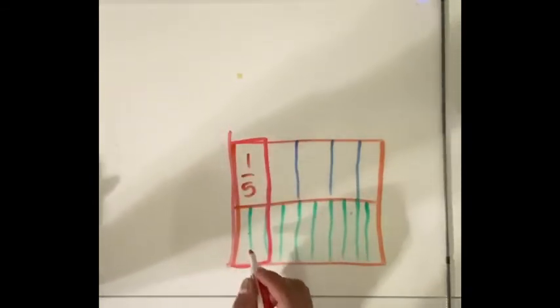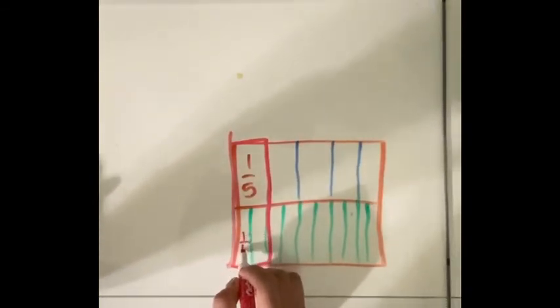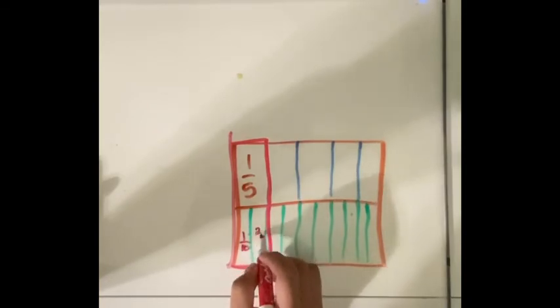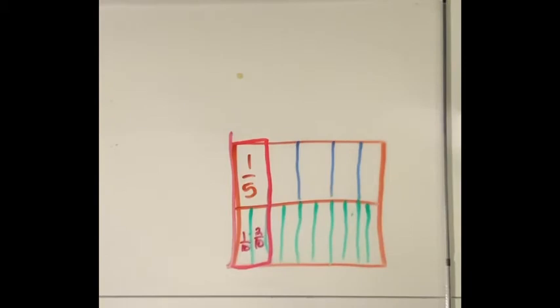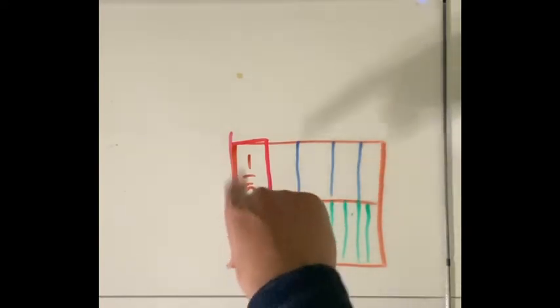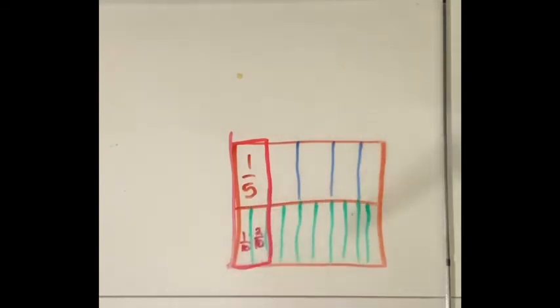In this box right here, I have my tenths. And in this section here, I can see that 1/5 is the same as 2/10. That's again helping me understand how I can find the common denominator, okay? And also understanding the equivalency between these two fractions, even though their denominators are not the same.